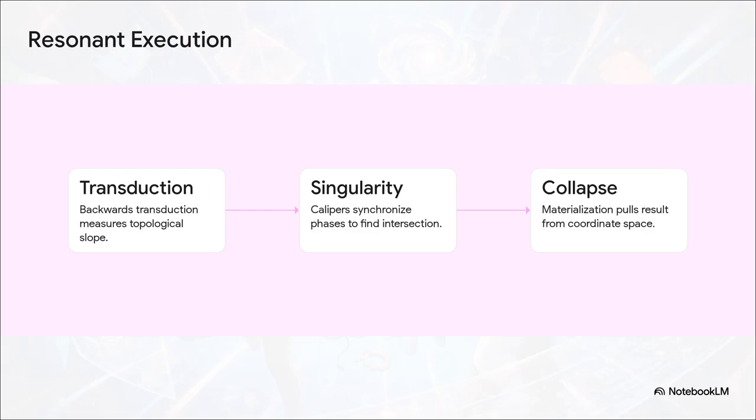Step 1. Backwards transduction. We actively measure the topological slope of the manifold. Step 2. Singularity collapse. Instead of brute-forcing computations, our roaming calipers, which are the CPU cores, synchronize their phases to find the intersection of the intent. And finally, Step 3. Materialization. The result is pulled directly from the coordinate space. We're talking about logic resolved at the speed of the memory bus.